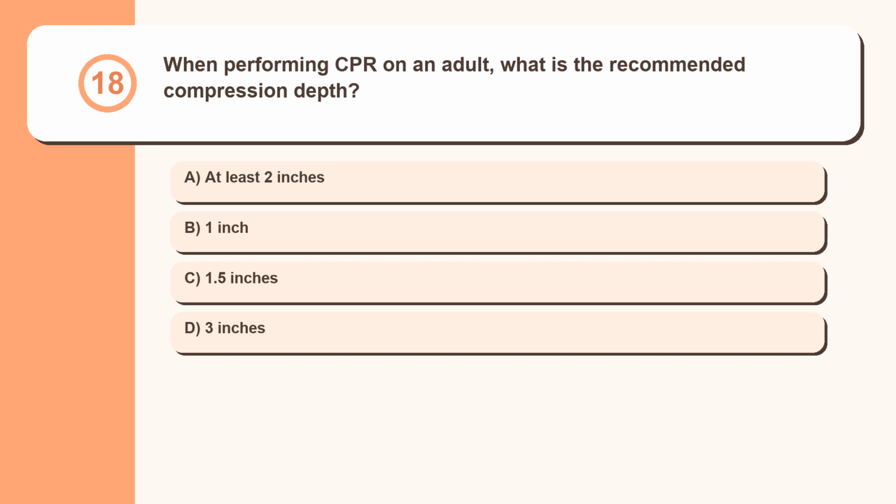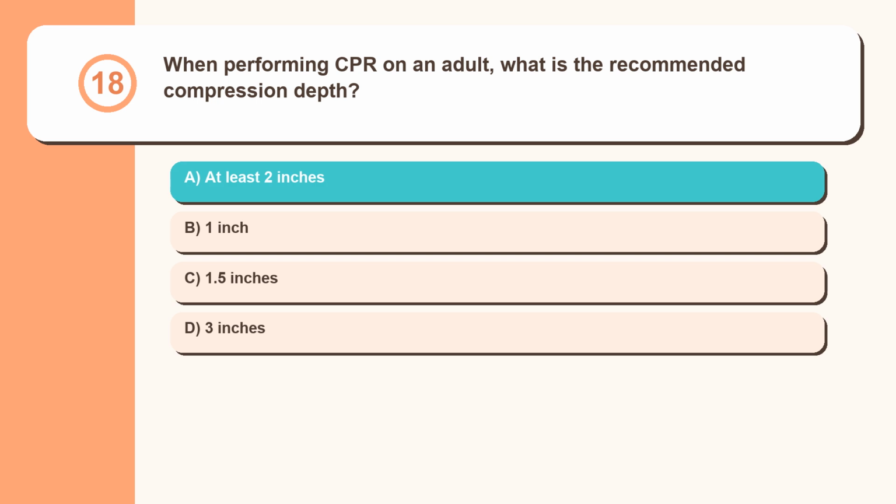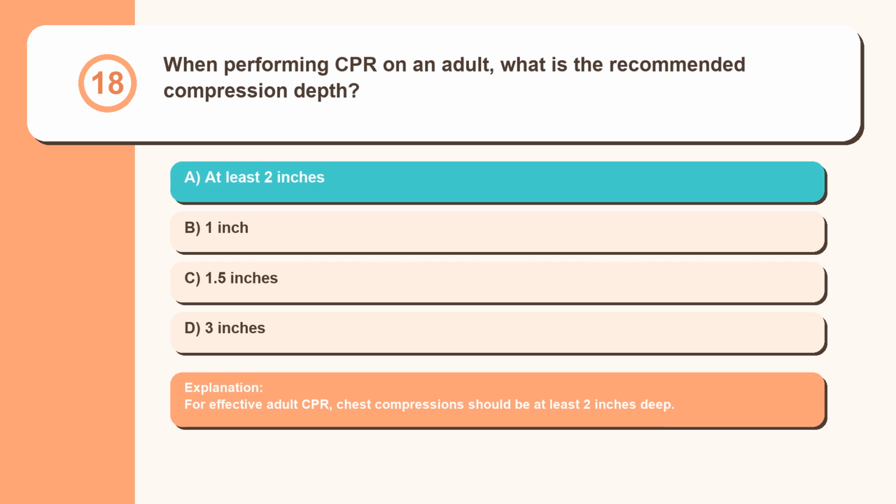Question 18. When performing CPR on an adult, what is the recommended compression depth? At least 2 inches, 1 inch, 1.5 inches, 3 inches. For effective adult CPR, chest compressions should be at least 2 inches deep.